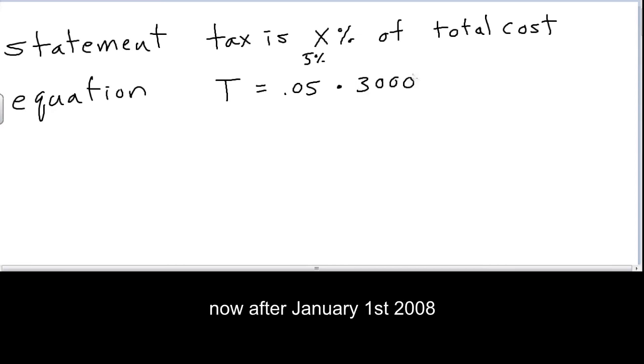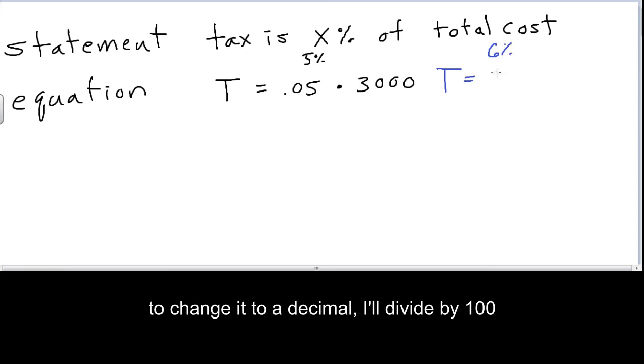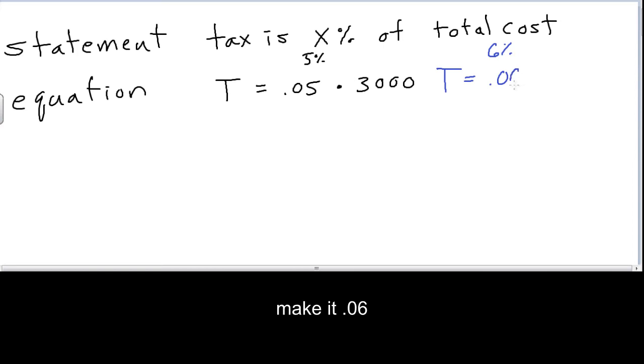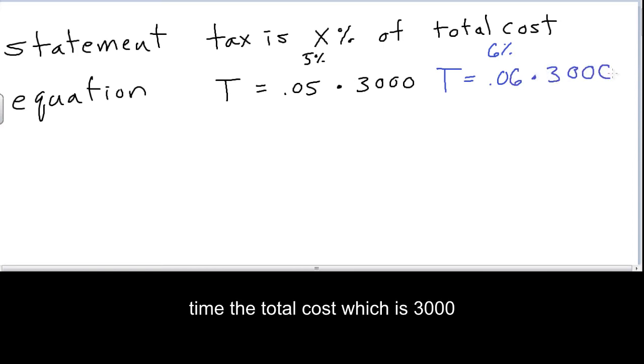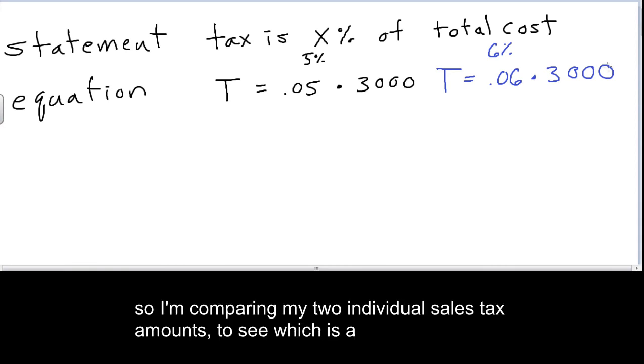Now after January 1st, 2008, I have a new equation. T, our tax, is equal to our new percentage, 6%. Let's change it to a decimal. I'll divide by 100, make it 0.06, times the total cost, which is $3,000. So I'm comparing my two individual sales tax amounts to see which is a better deal.